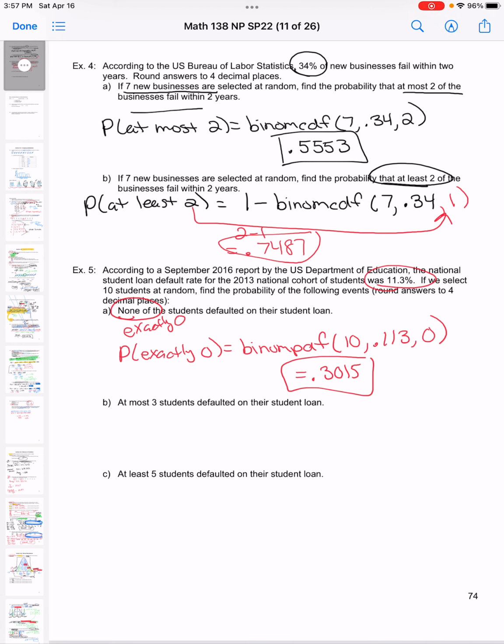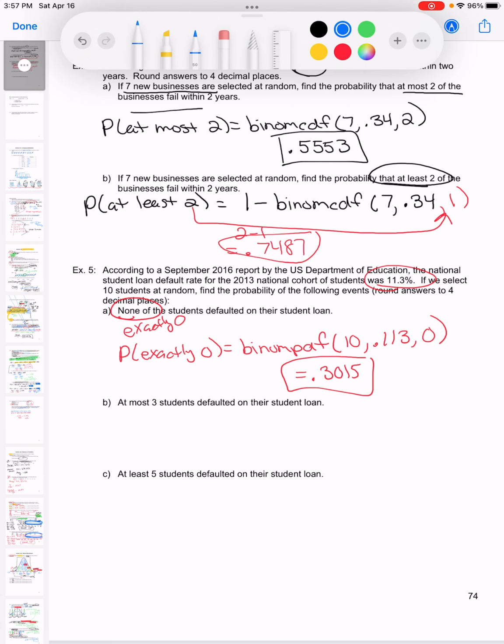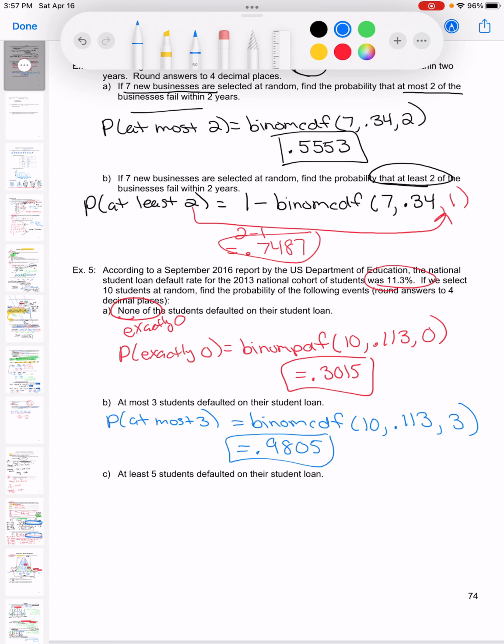The probability of at most 3, at most is going to be the CDF. At most 3, I'm choosing 10. The probability is still 0.113, and I'm choosing 3 of those. Typing them in, I get 0.9805.